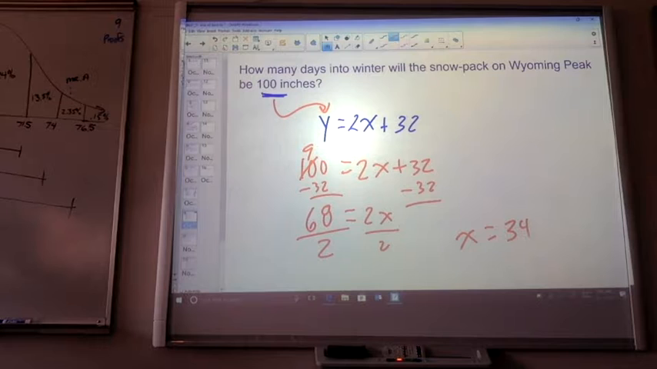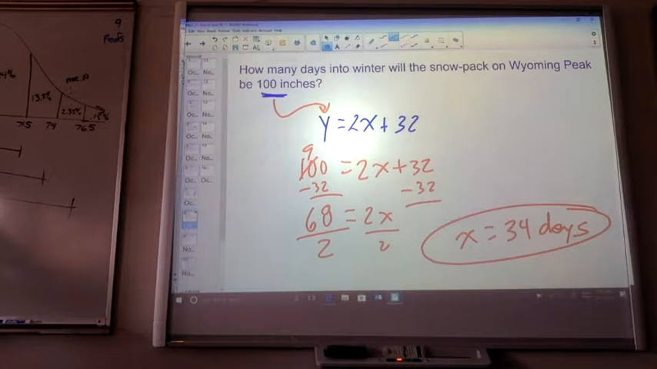So 34 days after December 21st, we're going to have 100 inches of snow up there if this model continues. That's a lot of snow. All right. That, I believe, is the whole problem.